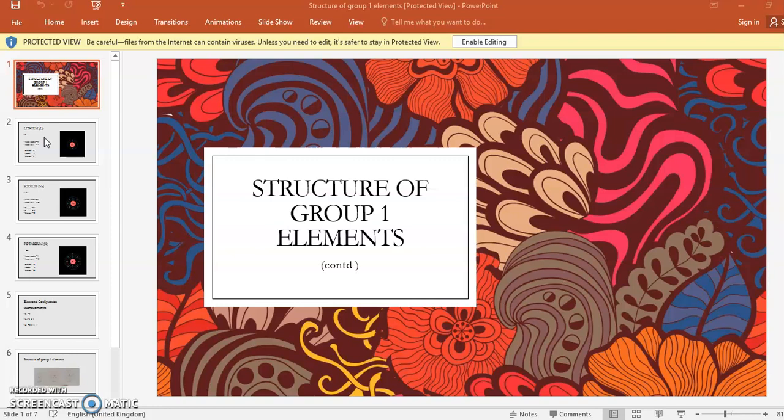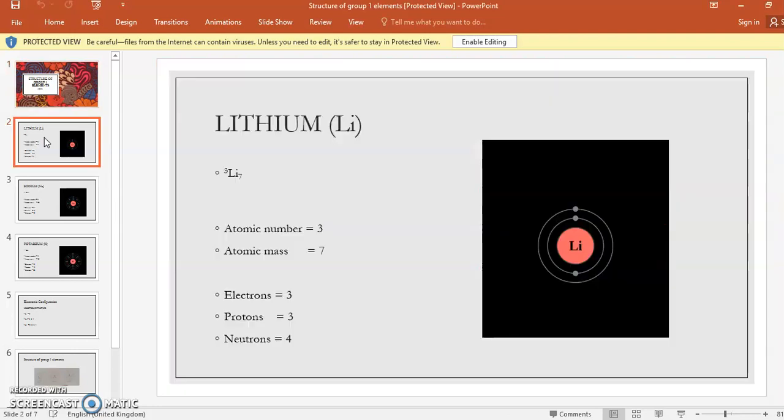Okay, so the first example is lithium. See, in lithium you can see two numbers, 3 up and 7 down. Means 3 is the atomic number and 7 is the atomic mass. So atomic number is 3, atomic mass is 7. You are going to write it like this. Then electrons will be equal to the atomic number. So electrons will be 3, and as you know, electrons are equal to protons. So protons are also 3.